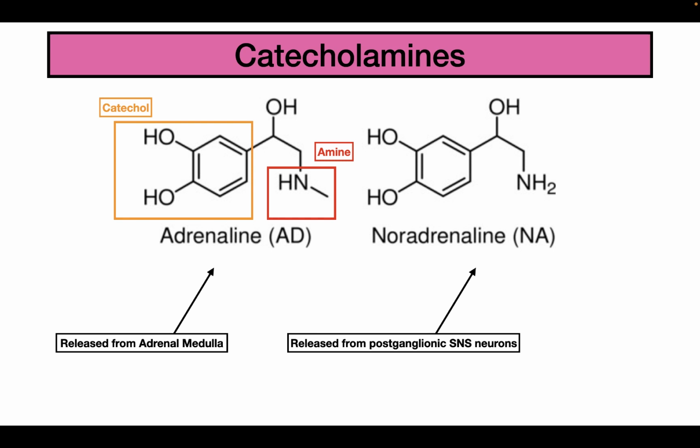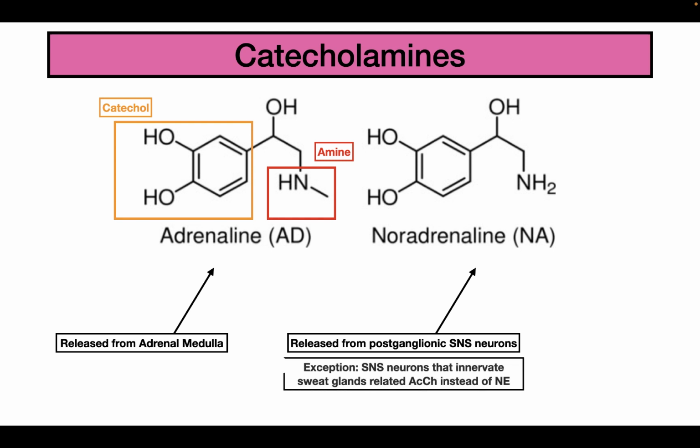Now there is an important exception to this rule, and this is going to be found with the sympathetic neurons that innervate the sweat glands. These postganglionic neurons are actually going to be releasing acetylcholine instead of norepinephrine.